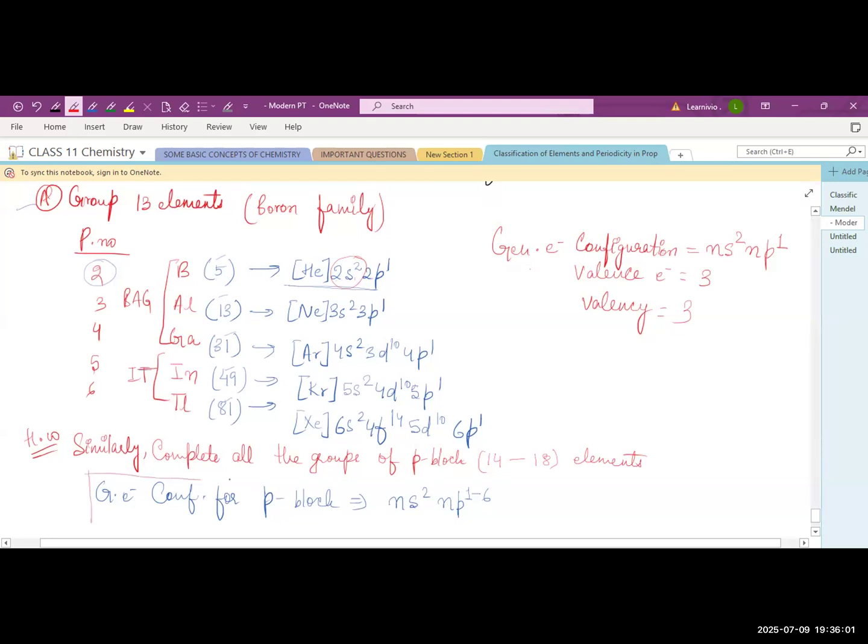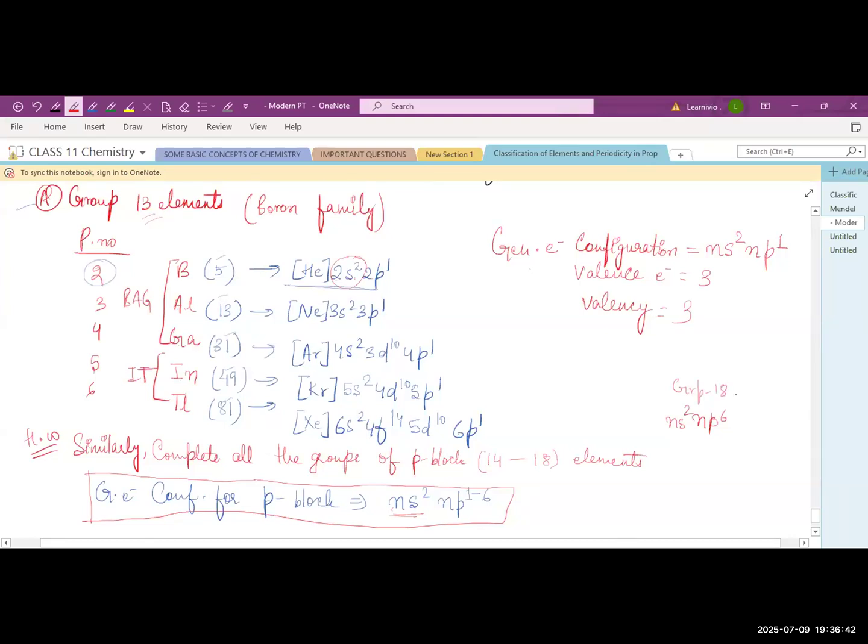And just remember the general electronic configuration for P block. All the P block elements are ns2. ns2 will be fixed. यहाँ पे changes आएगा, np1 to 6. If it is group 13 elements, it will be ns2 np1. If it is group 14, it will be ns2 np2. Similarly, accordingly, it goes on. And for group number 18, it will be ns2 np6.